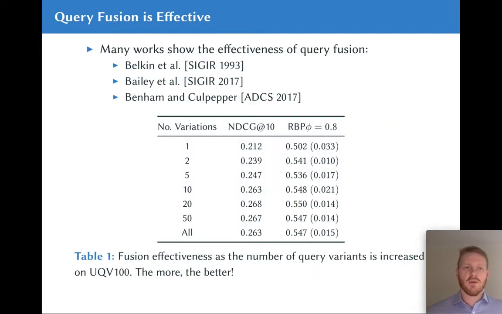We're interested in query fusion because it's been shown to be very effective. The table here shows that as you add more and more query variations, essentially as you make the multi-queries larger, effectiveness increases quite a lot. And this was shown all the way back in 1993 from Belkin, who essentially showed the same thing. The more variations, the better the results.